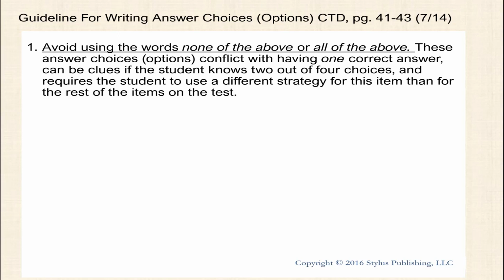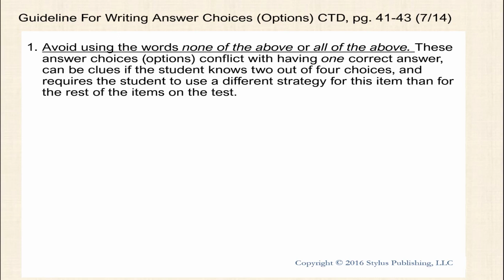That's done a lot. But these answer choices or options, first of all, they conflict with having one absolutely positively correct answer, and they can be clues if the student knows 2 out of the 4, because if 2 are none of the above, the other 2 gotta be. Or if they know that 2 are part of all of the above, then that's a hint that the answer is all of the above.